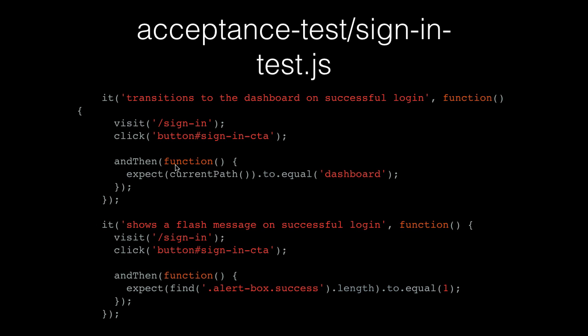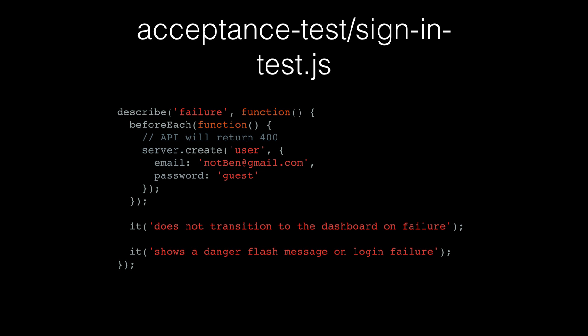So if I did visit, click, and then had expect right here, I'm not guaranteed that the visit and the transition has completed or the button click has completed. So I want to make sure that I wait. And you can stack these up, and then I'm saying, all right, once you're done with all the promises are resolved, expect that I'm on the dashboard page. And we show a flash message. So we do the same thing, we visit, we click the button, and then we expect to see a success alert which said you're now logged in.